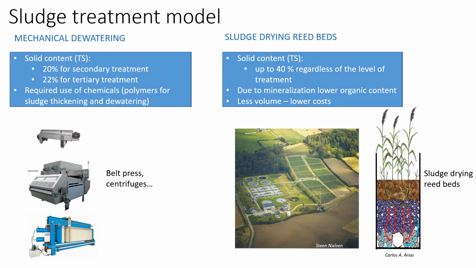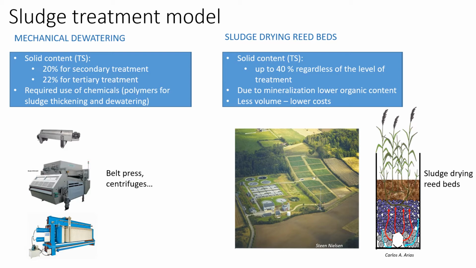With the use of sludge treatment model, the user can compare mechanical dewatering versus sludge drying reed beds. Reed beds can achieve higher solid content, up to 40%, while mechanical dewatering usually achieves around 20% of dry matter. The percentages used in the model for mechanical dewatering are 20% of dry matter for secondary treatment and 22% of dry matter for tertiary treatment.